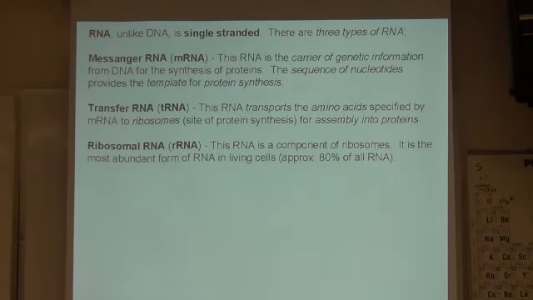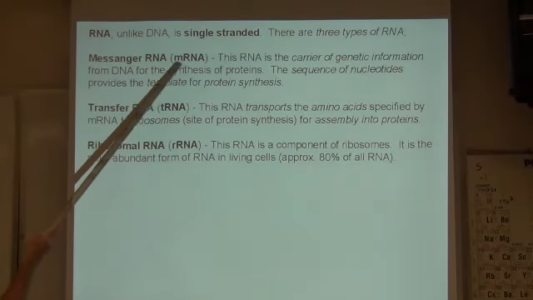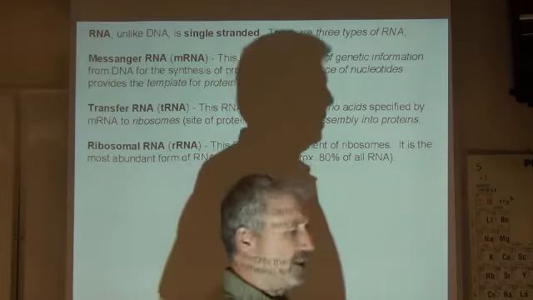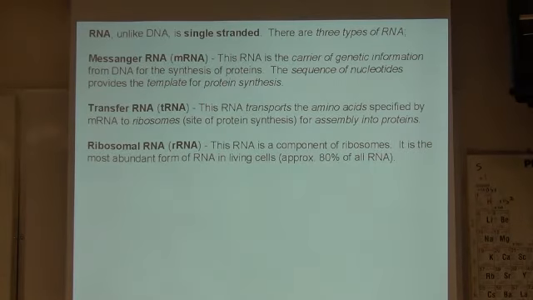So, there are three types of RNA. And again, unlike DNA, RNA is single-stranded. It's single-stranded and much smaller. First, we have messenger RNA, which is abbreviated lowercase mRNA. This is the template for protein translation. It is the carrier of the genetic information.